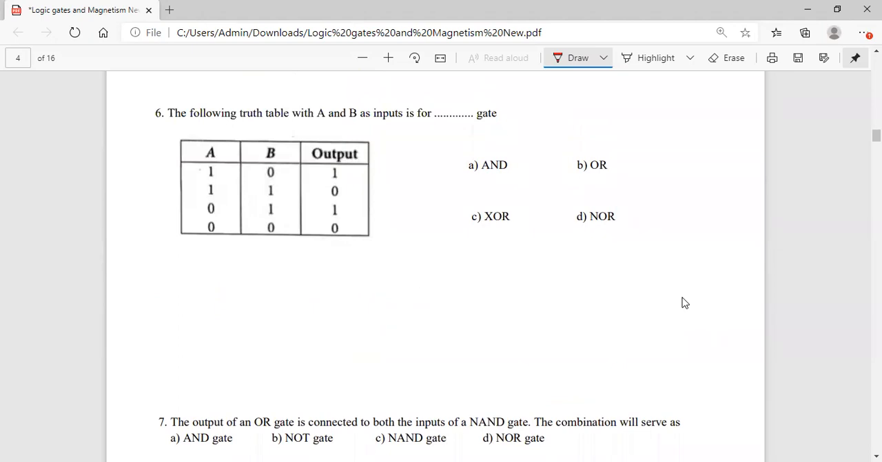Next one. The following truth table with A and B as inputs is for which gate? Look here. If input A is high and input B is low, then output is high. Both the inputs are high, output is low. Both the inputs are low, output is low. That means output is high if any one of the inputs is high, but not both. Therefore, this is the truth table of an XOR gate.